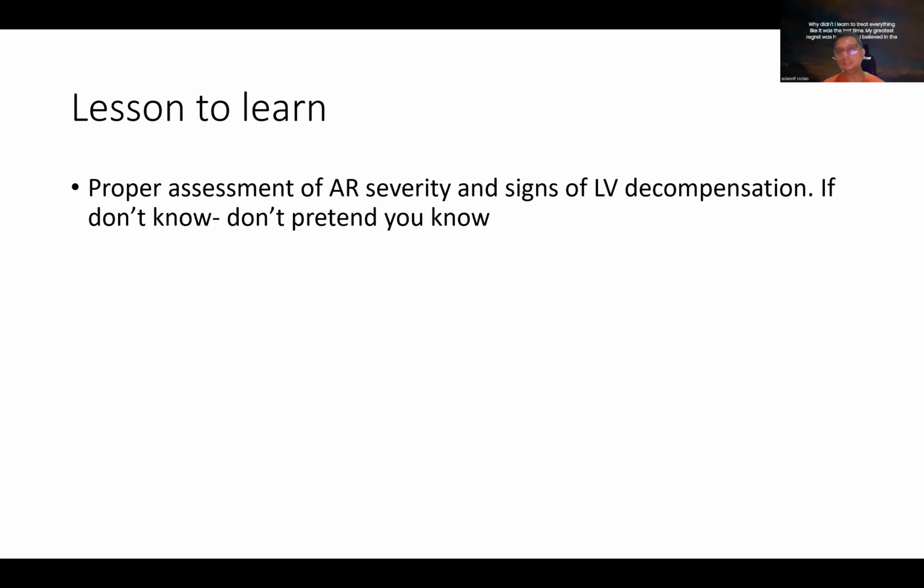Symptoms are important, and signs of LV decompensation are important. Remember that the guideline changes with time, so you always have to update yourself. As far as I know, the signs of LV decompensation in chronic severe AR are EF less than 55%, LV end-systolic dimension more than 5 centimeter, LV end-systolic dimension index more than 25 millimeter per meter square. Remember that if you don't know, never pretend that you know.